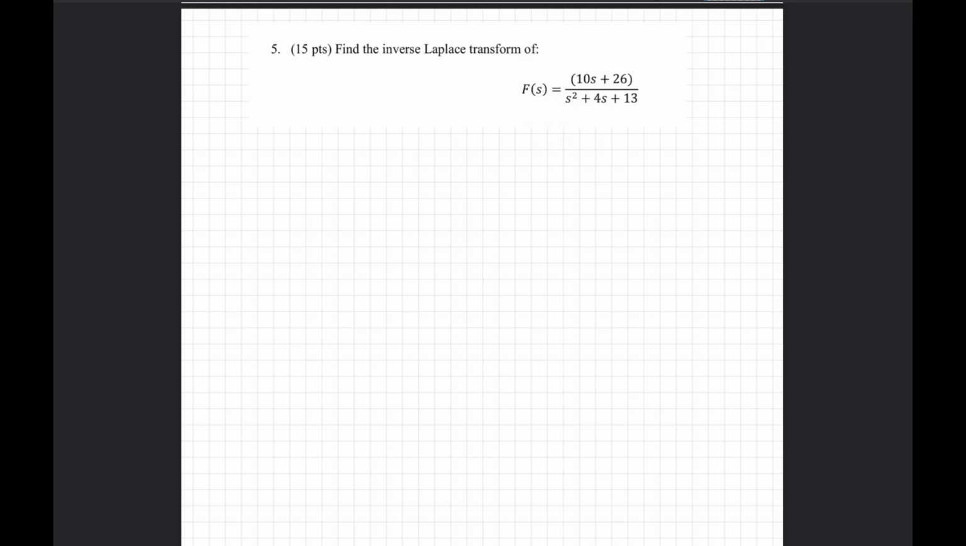So let's go ahead and take these first two terms and use completing the square. So we have s squared plus 4s, and then half of this squared is 2 squared, which is 4, and then we're going to subtract 4, and we're still adding that 13. We're subtracting 4, so this is like adding 0, and this will get us s plus 2 quantity squared plus 9, or 9 is also 3 squared. So what we have now is 10s plus 26 over s plus 2 quantity squared plus 3 squared.